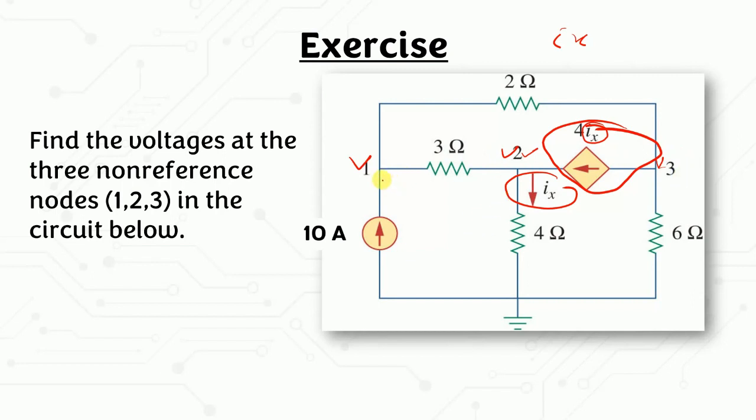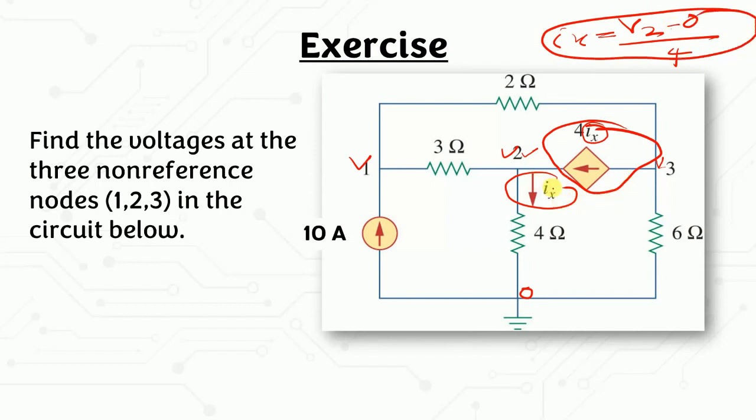So we have V1, V2 and V3 here, and we also need to find Ix. Obviously, Ix is equal to V2 minus 0, the reference node, over 4. This is your constraint equation for Ix.